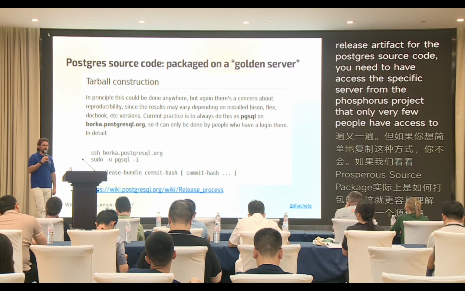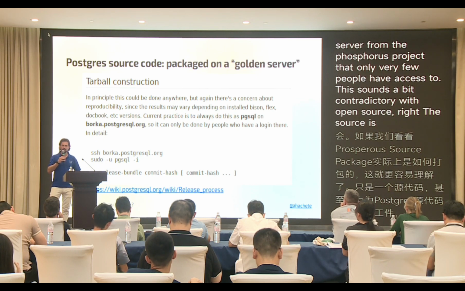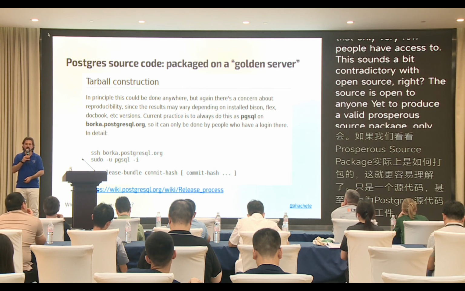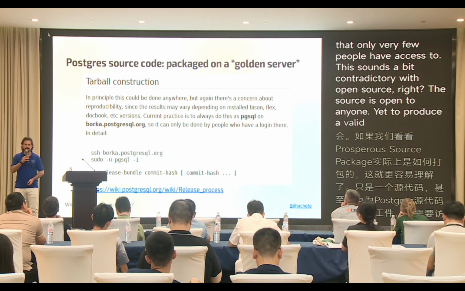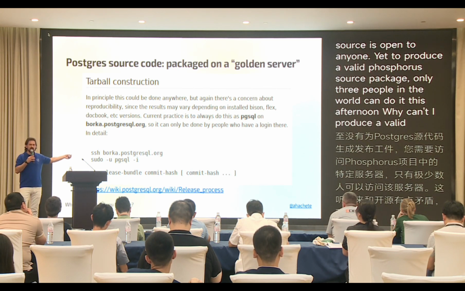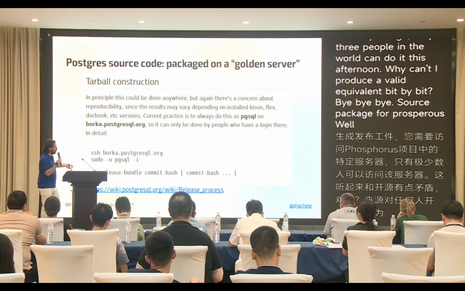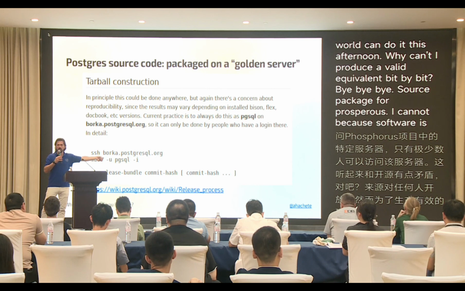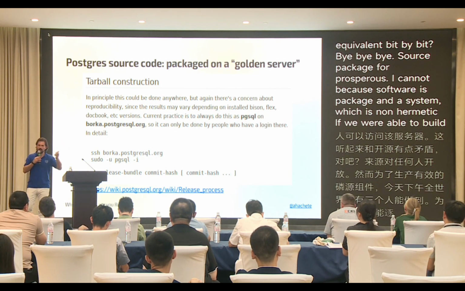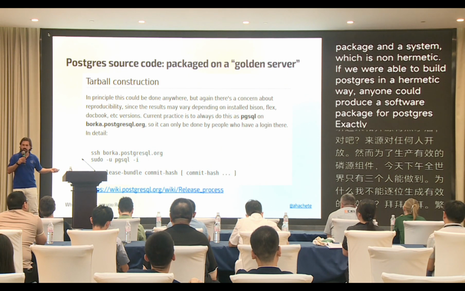This sounds a bit contradictory with open source, right? The source is open to anyone, yet to produce a valid Postgres source package, only 3 people in the world can do it as of today. Why can't I produce a valid equivalent, bit by bit, byte by byte, source package for Postgres? Well, I cannot, because software is packaged in a system which is non-hermetic. If we were able to build Postgres in a hermetic way, anyone could produce a software package for Postgres exactly byte by byte the same.